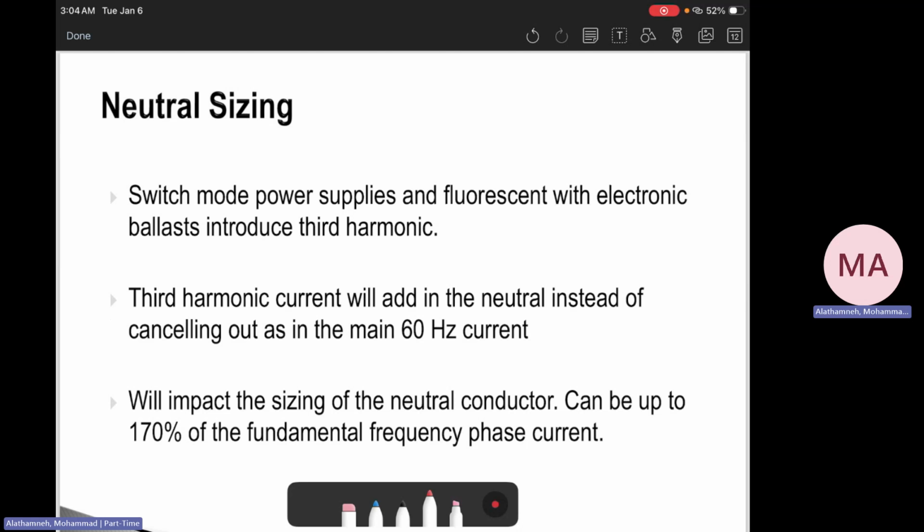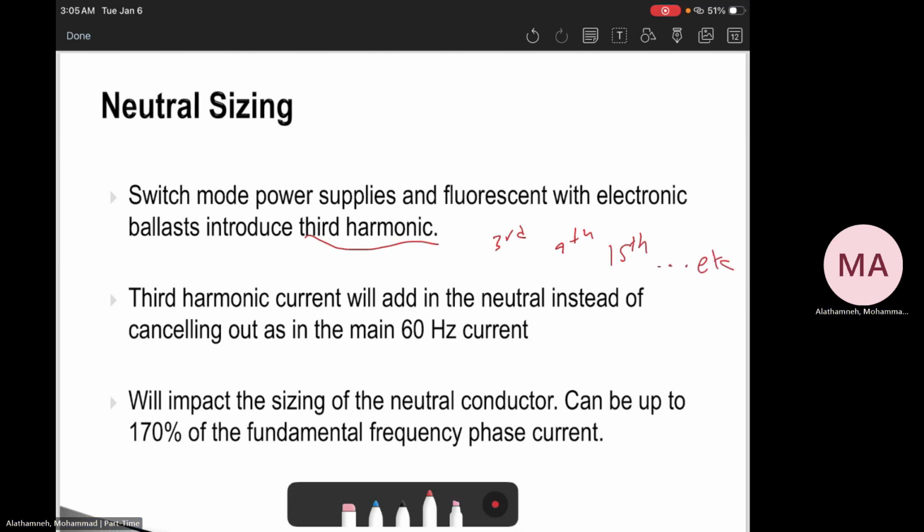But with many modern loads, like power electronic supplies such as computers, electronics, LED drivers, variable frequency drives, etc., the current waveforms are not purely sinusoidal. They contain harmonics. The key is the third harmonics, or what we call triplen harmonics. Triplen harmonics is not only the third harmonic, it can be any multiple of three. It can be the third, ninth, 15th harmonic, etc. Those are called triplen harmonics.